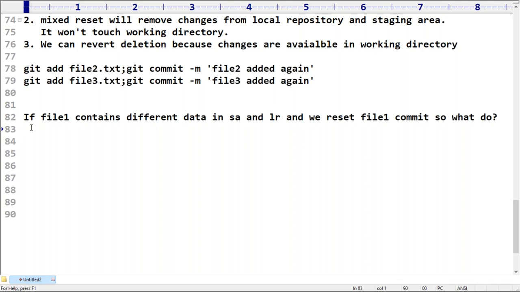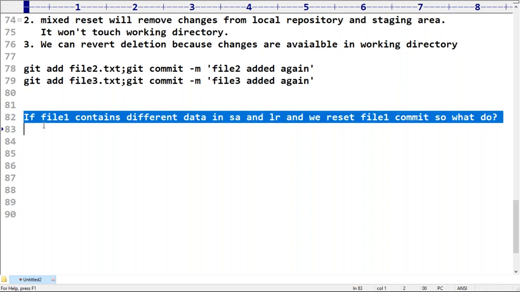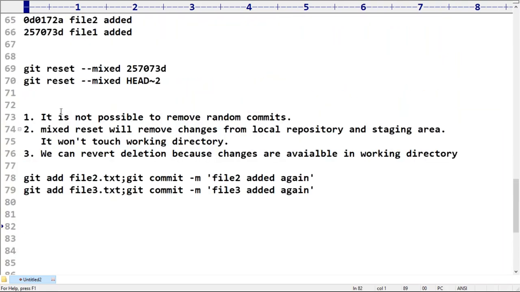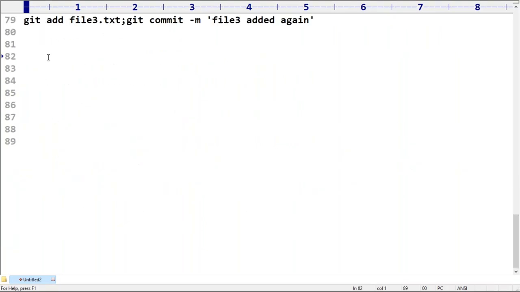If different data is there, then whatever is there in the working directory, with that content only we can revert back. Remember, have you observed, Nirmal? Whatever data is there in the working directory, from that data only revert is possible. So that's it. This is about reset with mixed.